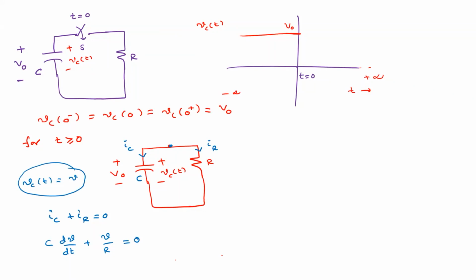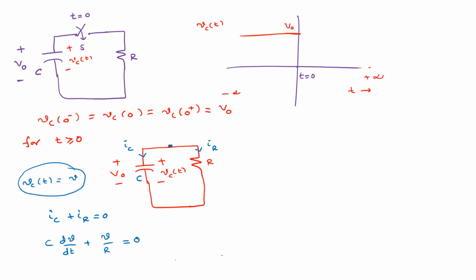Understood? Right. So what kind of differential equation is it? What is the order of this differential equation? First order. So that means if you have one energy storage element like a capacitor, it forms a first order differential equation, right? Are you aware of these things? Okay. Then my work will be simplified.